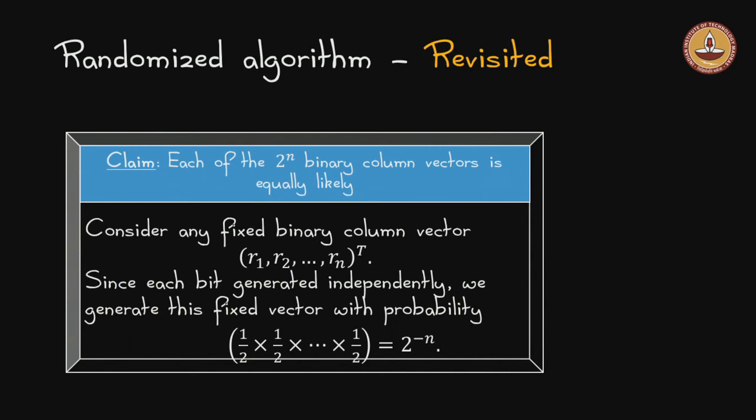Now, there is an important claim here. Each of the 2 power n binary column vectors is equally likely. If you have a binary vector of n bits, the total number of possible such binary vectors is 2 power n. We want to be able to argue that each one of them is equally likely. What we know is each individual bit is equally likely to be 0 or 1. How does that imply that the entire n bit binary vector is drawn from a sample space of 2 power n binary strings, each equally likely? That is the question.